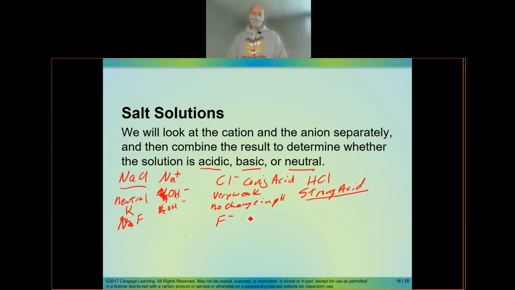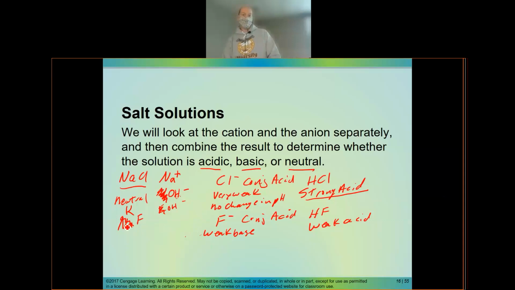So the F minus, well, the conjugate acid is HF. HF is not one of the 6 strong acids. This is a weak acid. And so the conjugate of a weak acid is a weak base. But it is a base, so it is a weak base, not like Cl minus, which is an extremely weak base, so weak that it has no effect on the pH. But this is a weak base that will increase the pH.